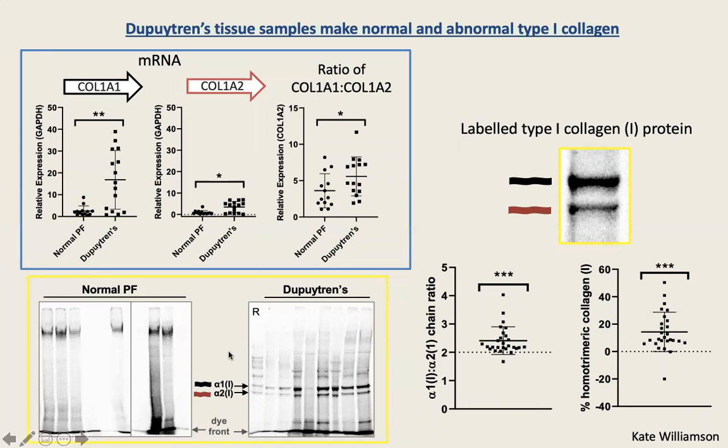But we also looked at protein synthesis. So in normal palmar fascia, there was almost no type 1 collagen produced, but in Dupuytren's tissue, many samples were producing new type 1 collagen. And when we quantified the ratio of the alpha-1 to the alpha-2 chains, we found that this was often over 2, and this could correspond to a percentage of homotrimeric collagen, even up to 50% in one sample.